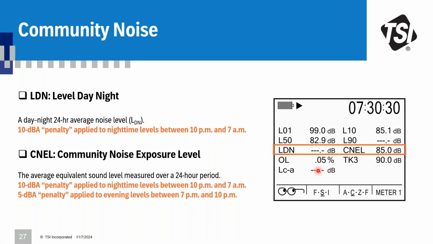And you can easily access that by pressing the center button from the Octave band screen and navigating left to the screen that gives you this community noise data.